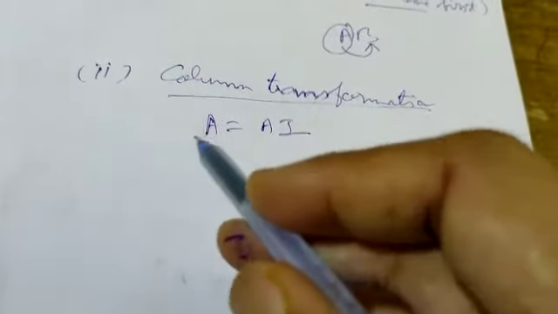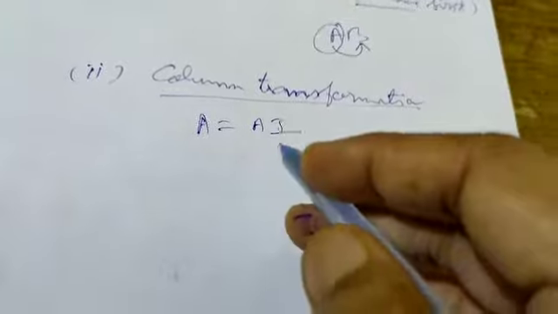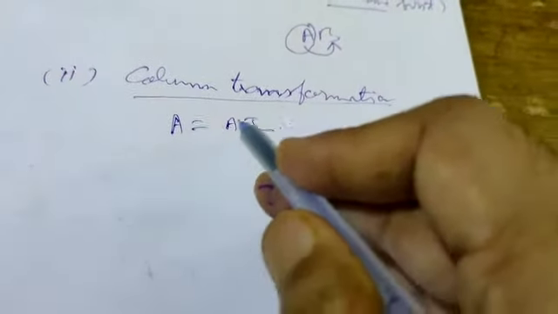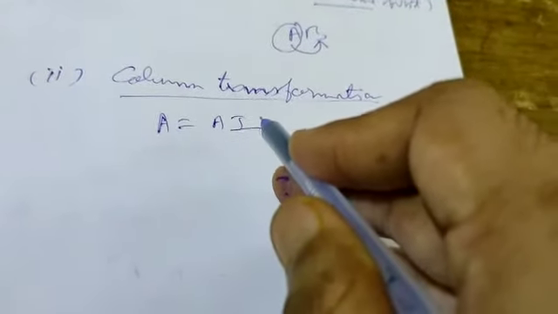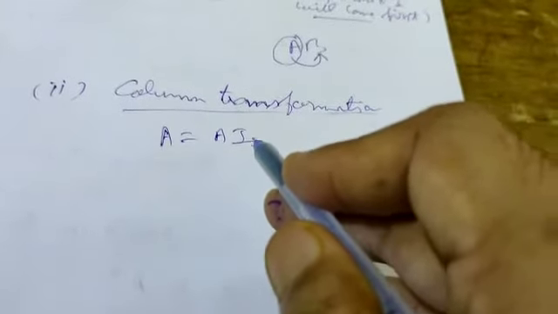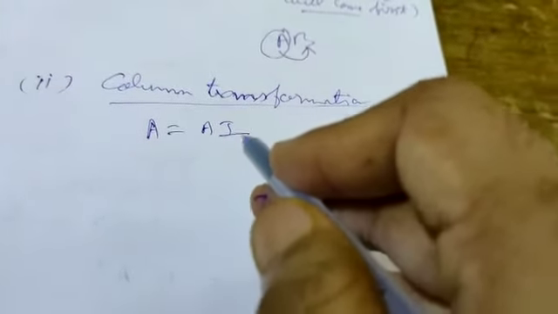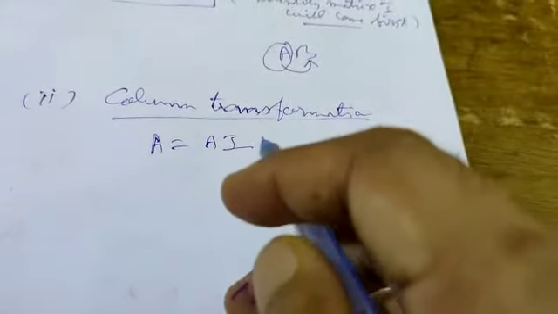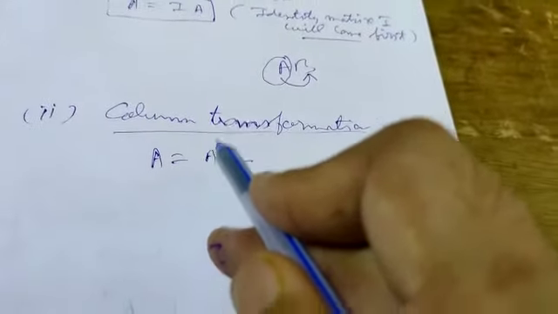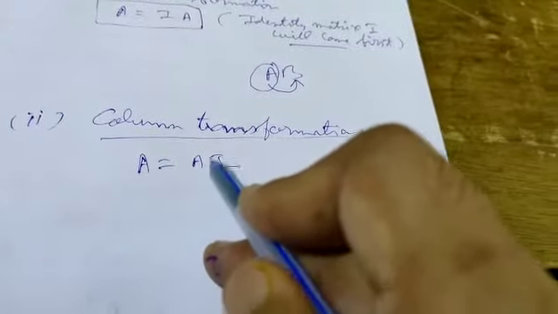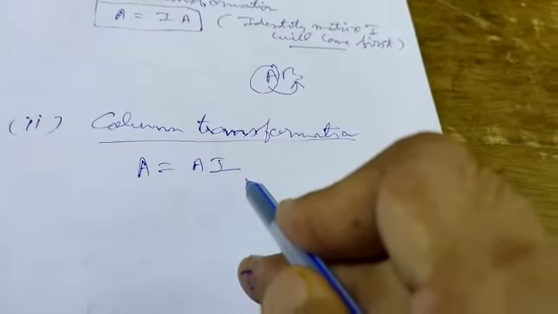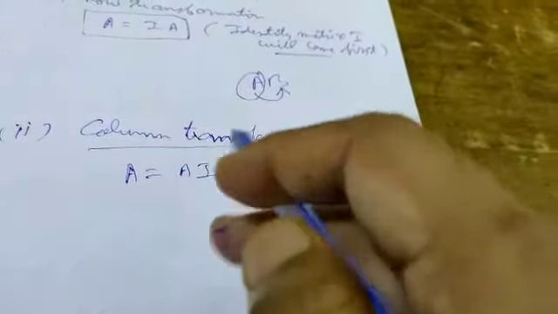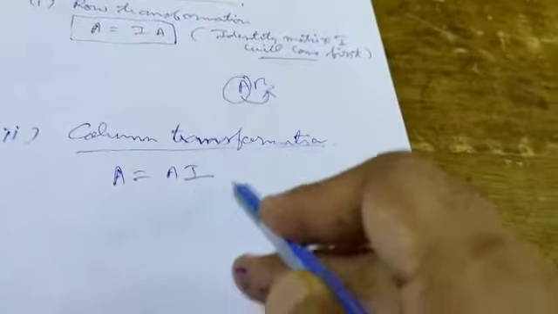So this rule is to be followed, because as I told you, even if you write A as I into A, we'll get the same answer. That is, there is no difference in A inverse, the final solution. But theoretically it will not be correct, because in matrix multiplication we are multiplying the rows of the first matrix with the columns of the second matrix. Since here we have to do column transformation, we will be working only on the columns.